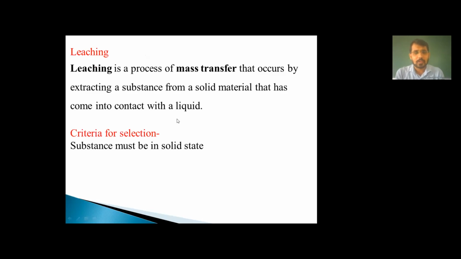After that, leaching. The definition of leaching is a process of mass transfer that occurs by extracting a substance from a solid material that has come into contact with a liquid. It means we are removing some impurity part from the solid by using liquid, known as the leaching process. The criterion for selection is that the substance must be in a solid state. Whatever substance we want to purify should be in solid form, and then we can remove impurities from that solid part by using solvent. That process is known as leaching.